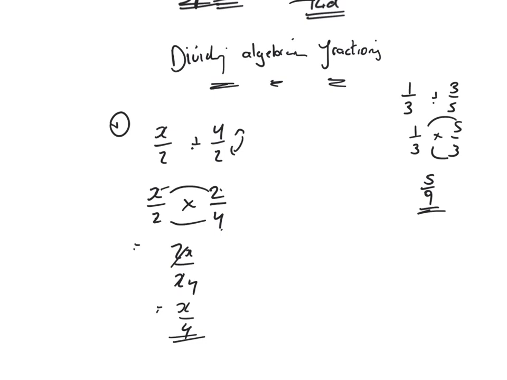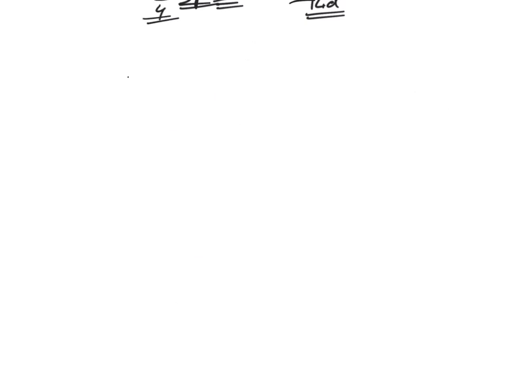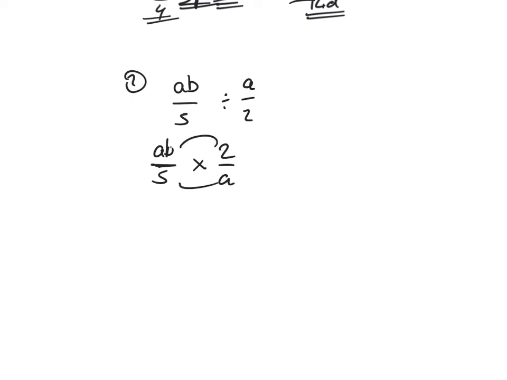Let's take down example 2. Okay, example 2, ab over 5 divided by a over 2. Okay, so change the divide to multiply, flip the second fraction upside down. ab times 2 is 2ab, 5 times a is 5a. The a's cancel to leave me with 2b over 5.